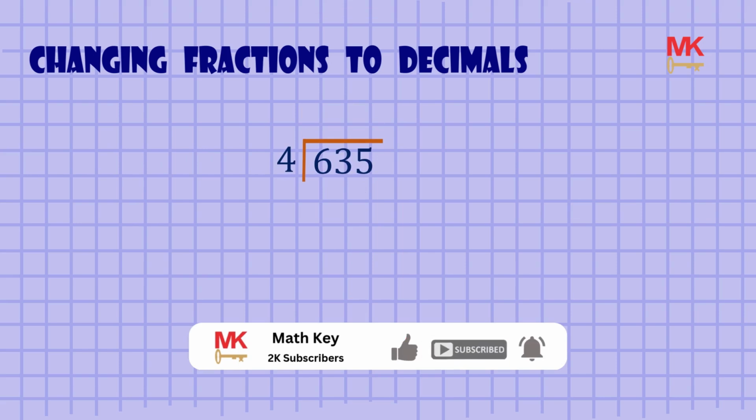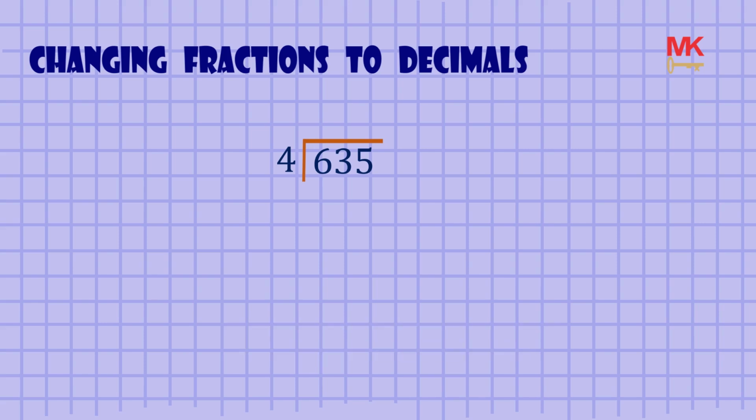The entire process still remains the same. In this example, it is obvious that 4 cannot divide exactly into 635. This just means that this division is definitely going to end in decimals. First of all, 4 divides into 6 one time. We keep the 1 directly above the 6. 1 times 4 is 4. Subtract 4 from 6 to get 2.